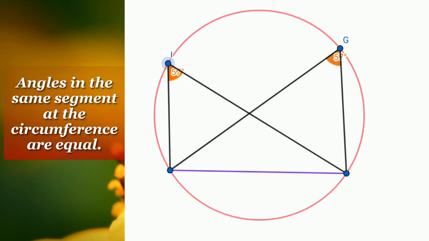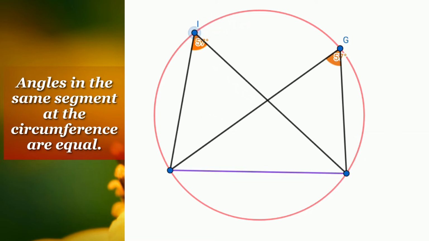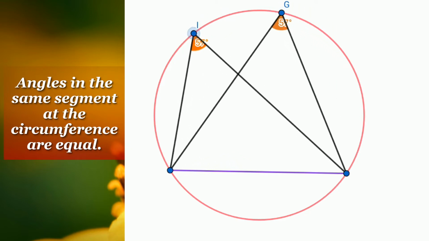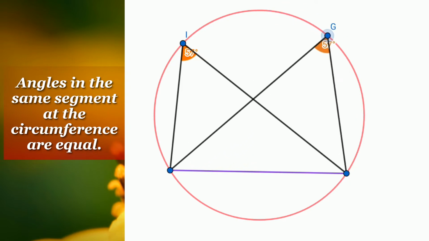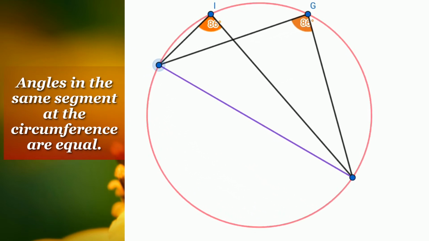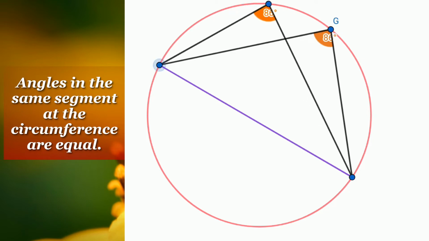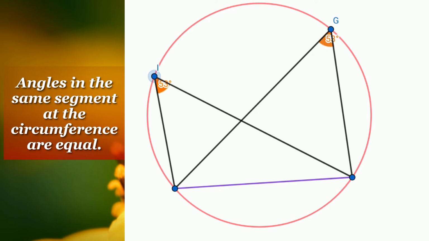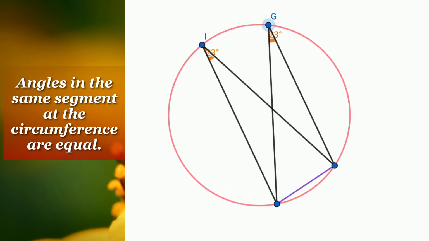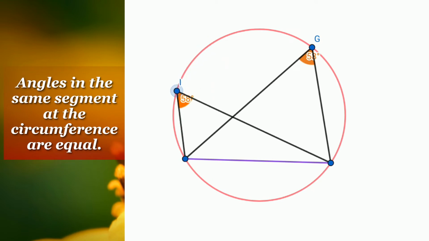So this is how we describe them: angles standing on the same chord, which is the purple line, but formed at the circumference, which is the red circle, are equal. So angles subtended at the circumference from the same chord are equal. So see, angle I is 57, angle G is also 57. Let's move this chord to see what happens to the angles. Notice that they stay the same: 86 and 86. Let's change it. 53 and 53. Let's change it again. Yeah, 23 and 23. Right? So see? Angles standing on the same chord but formed at the circumference are equal.